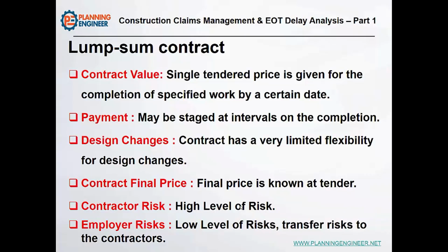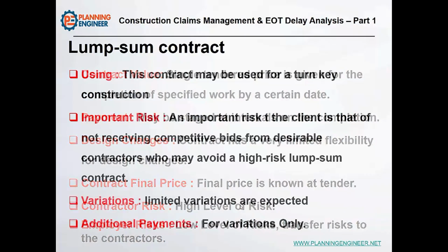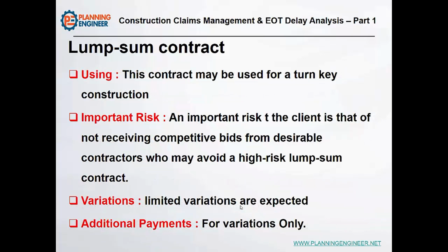So the contract final price is known at the tender stage. It has a high level of risk for the contractor and a low level of risk for the client. However, the changes here are very limited because any changes will be subject to variation orders. This can be used in turnkey construction and to transfer the risks from client to contractor.